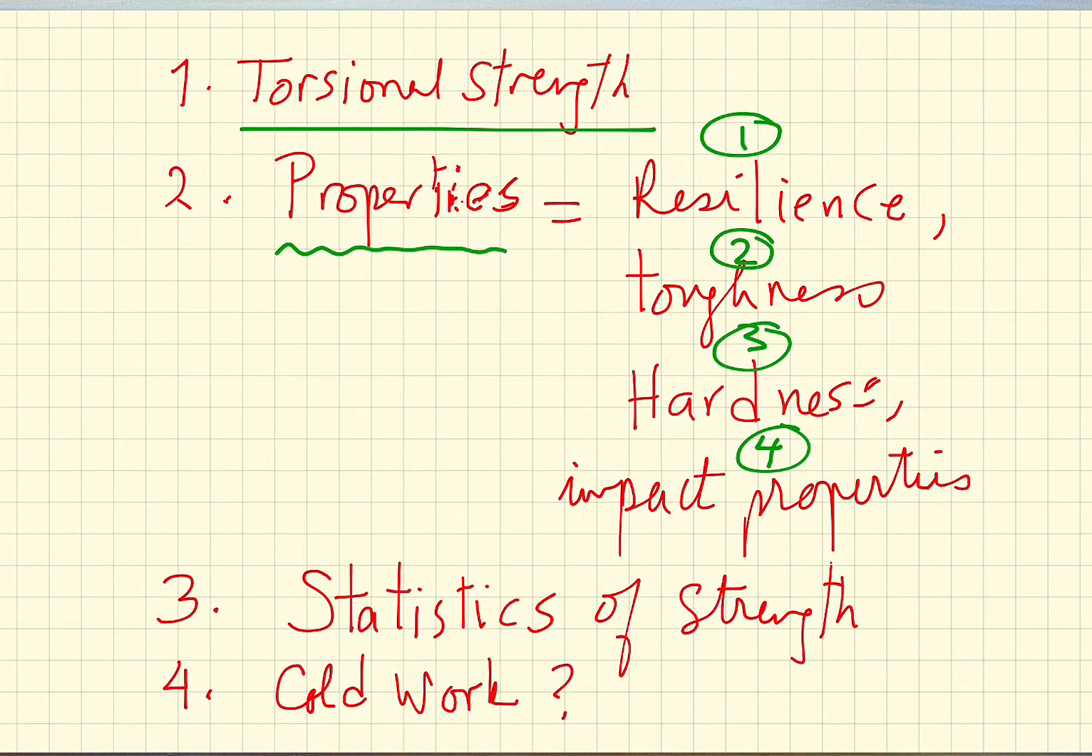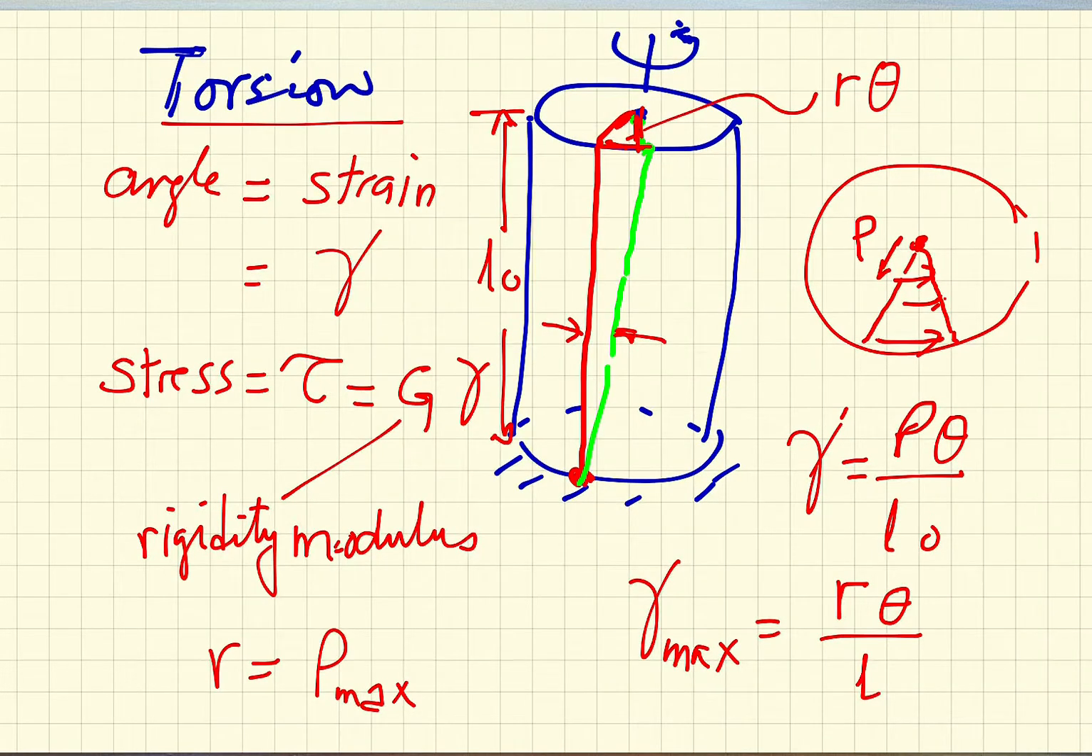And later in the segment, we will discuss the statistics of strength, since the material can have a variety of strength levels depending on the surface finish and the defect content and the lot handling and the grain size and so forth. And perhaps in the next lecture, we can discuss the cold work and how we make the material stronger. So let's start with torsion.